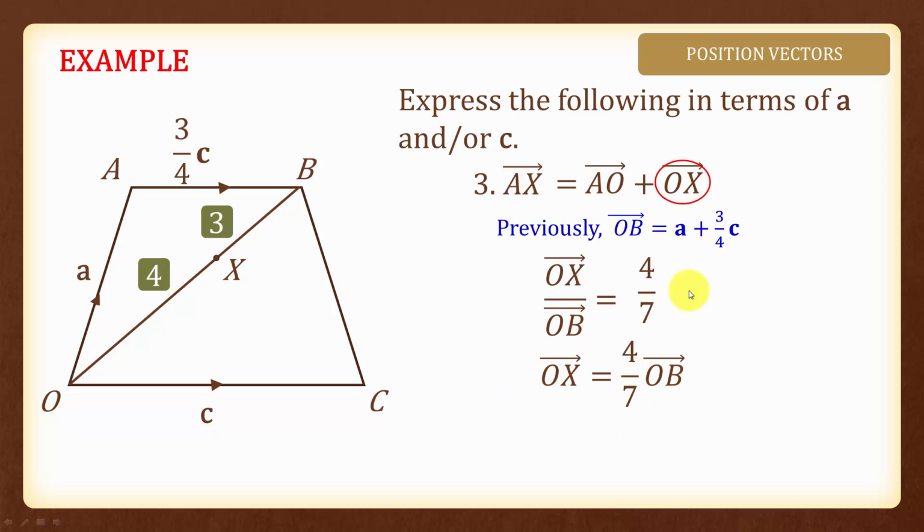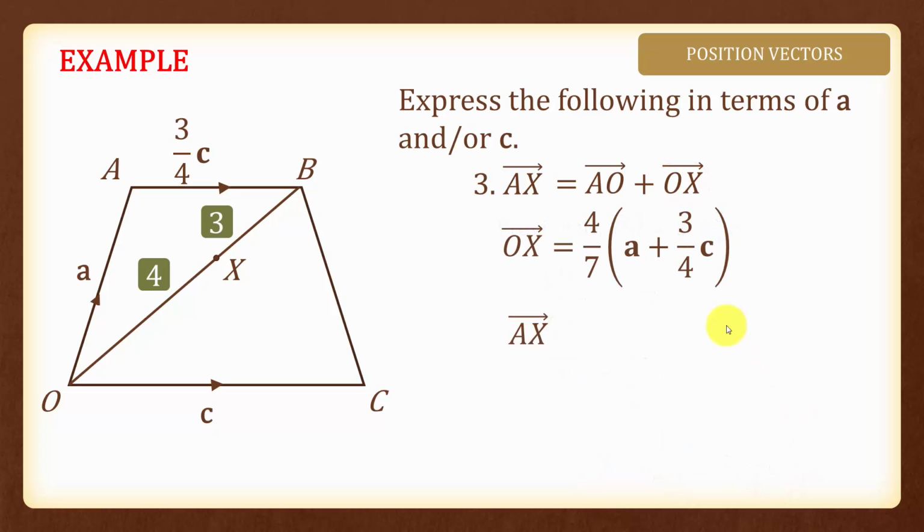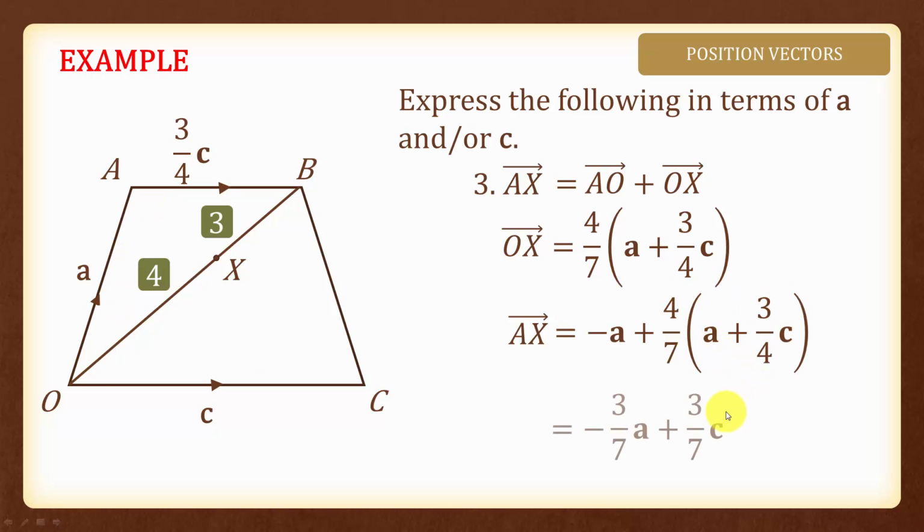Now, given this and vector OB, we can find that vector OX is equal to 4 over 7 multiplied by vector OB. To find vector AX, we will have AO, which is negative A, plus vector OX. And simplifying, we will have negative 3 over 7A plus 3 over 7C.